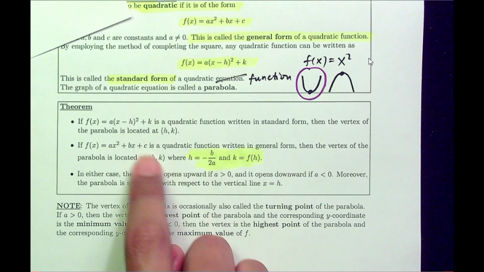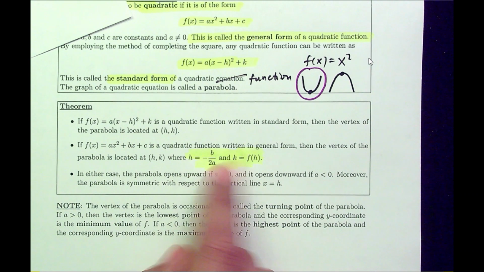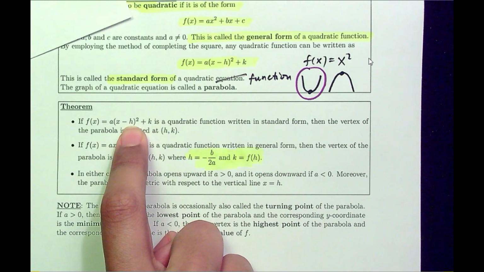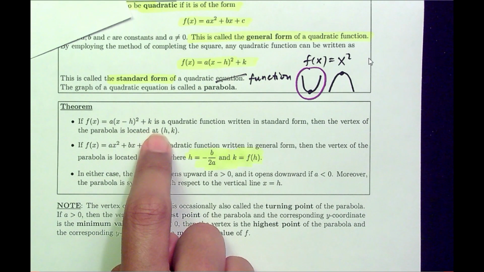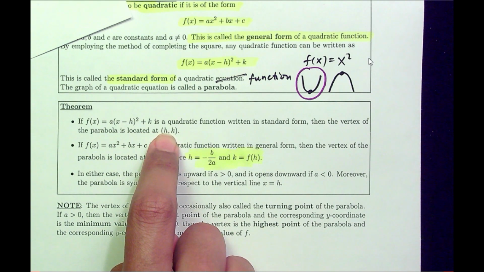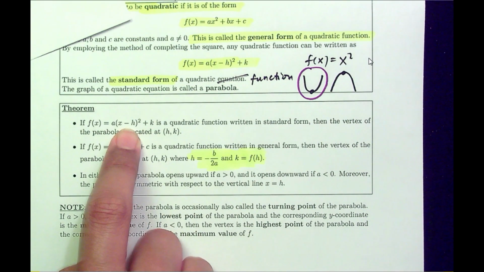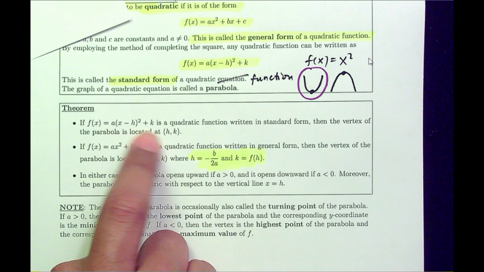And if you have it like this, then the h is negative b over 2a, and the k is what you get when you plug it in. And note that the h is the opposite of what you see here. If I see a minus, then it's going to be positive h. If I see a plus, it's going to be negative h. So if this was a plus 5, this would be negative 5. If this is a minus 5, this would be positive 5, and so on. It's the opposite.